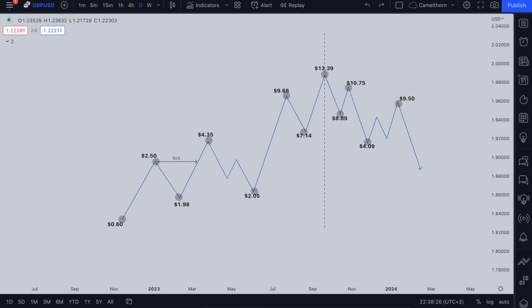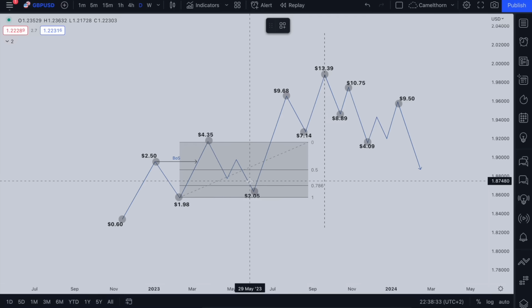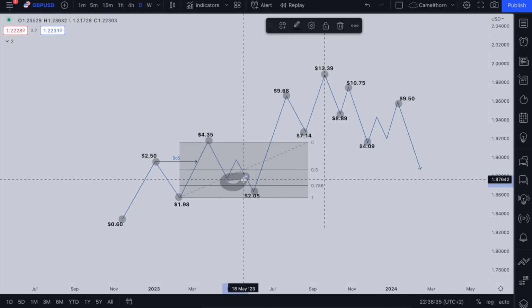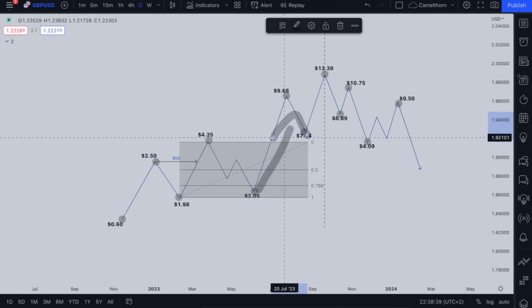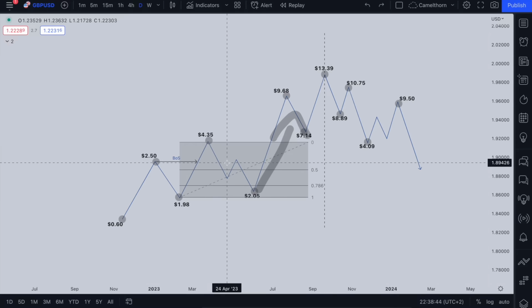So all we then do is bring on our fib tool, and then we look for price to pull down into discount prices, okay, in order for us to continue with that underlying bullish trend that was essentially confirmed here by this break of structure.